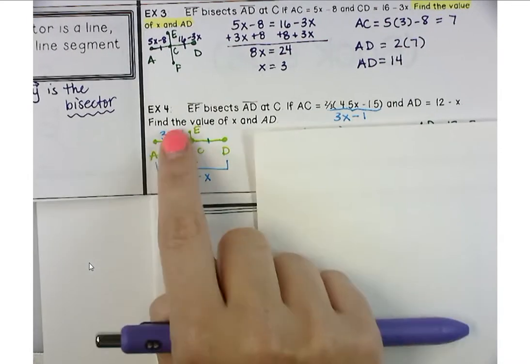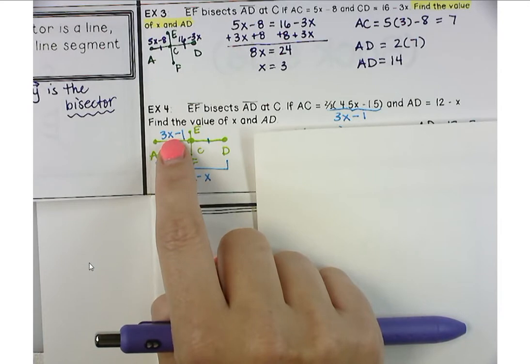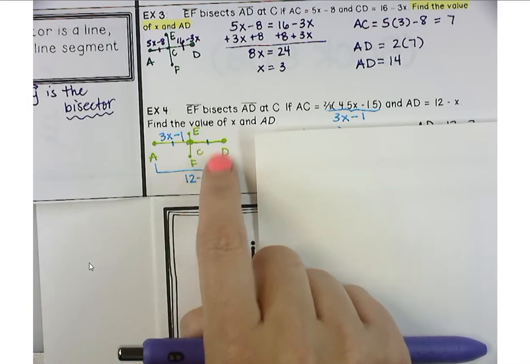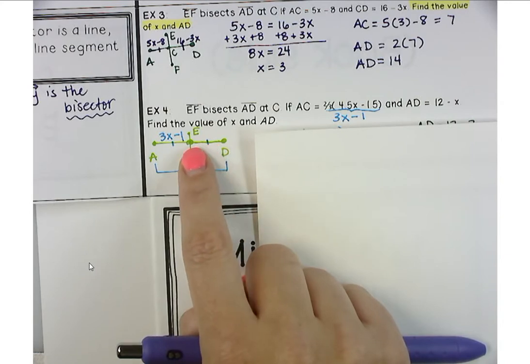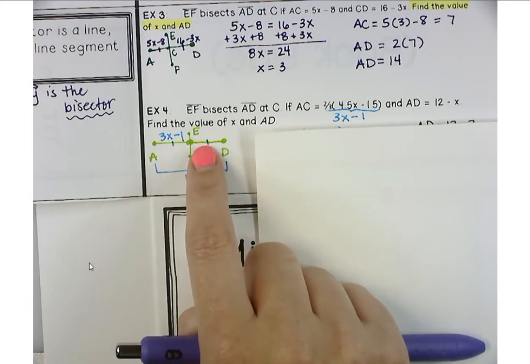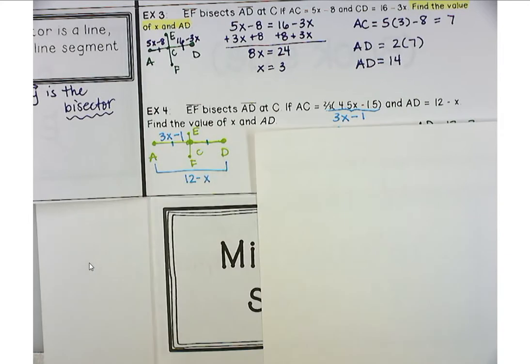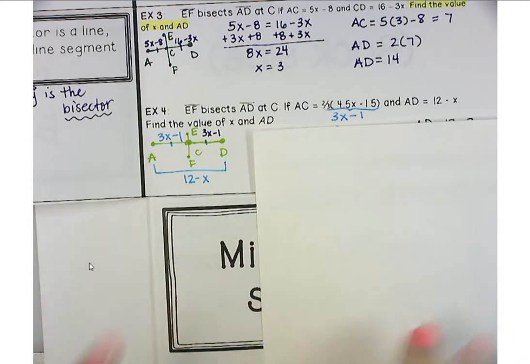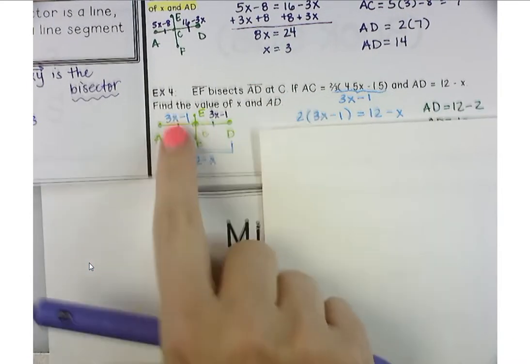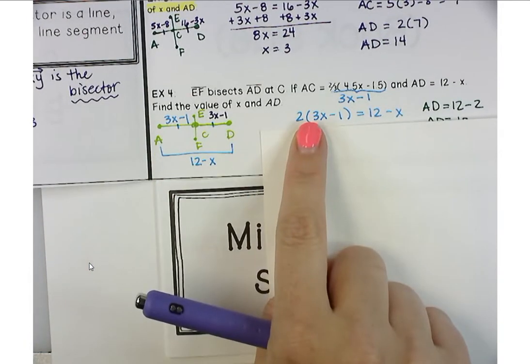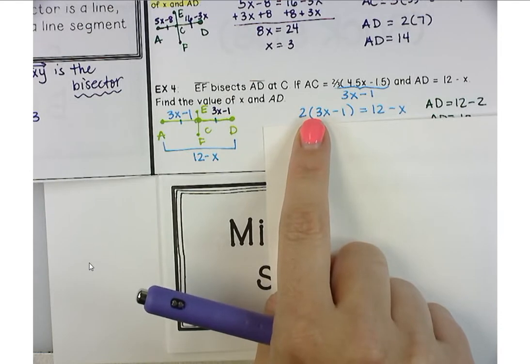So then I labeled this as 3x minus 1, and then they gave me AD was 12 minus x, but they didn't give me what CD was. Did that really matter? No, because if it's a bisector, whatever this side is, this is going to be the same thing. Okay, so this side is also going to be 3x minus 1. Now, you can set that up a couple of different ways. You can do 3x minus 1 plus 3x minus 1, or you can just multiply by 2. So that's just a personal preference.